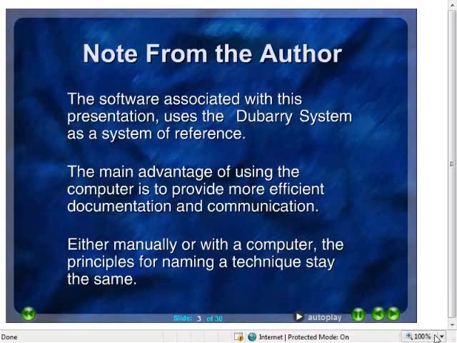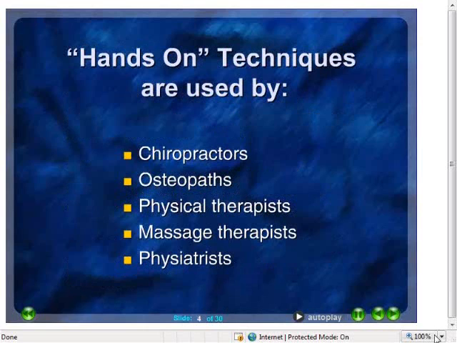The main advantage of using the computer is to provide more efficient documentation and communication. Either manually or with the computer, the principles for naming a technique stay the same. Hands-on techniques are used by chiropractors, osteopaths, physical therapists, massage therapists, and physiotherapists.